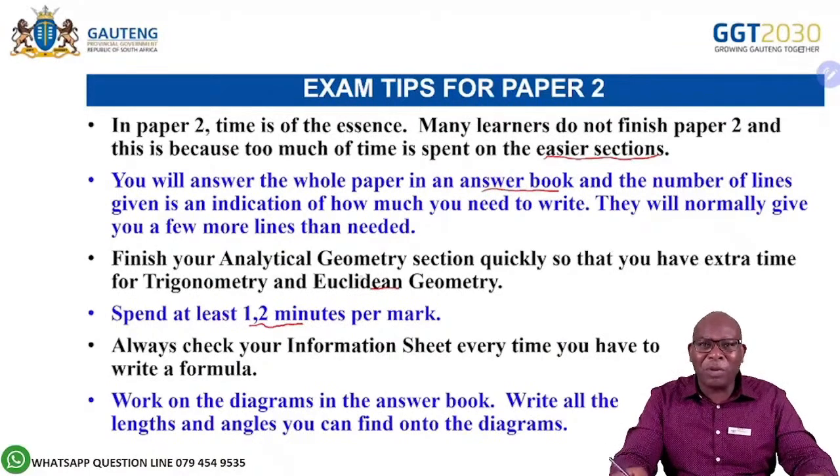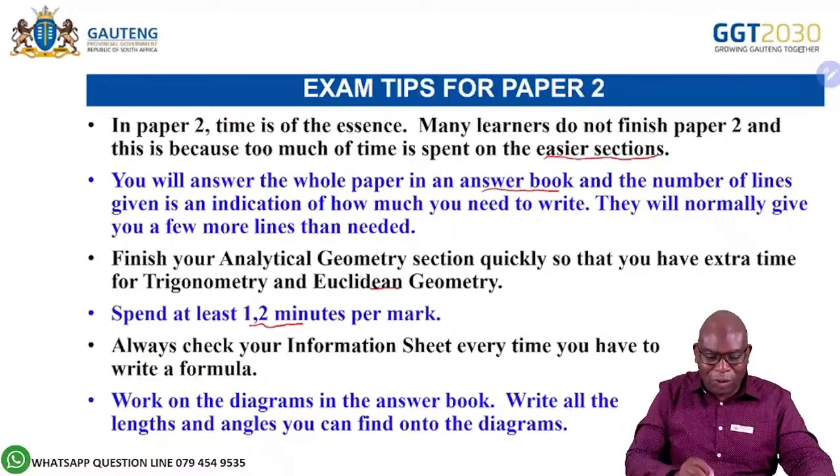So some of the marks you'll finish much quicker. If they say write down the coordinate of this point, and you can see that point is easier to do, and it's 1 mark, 1.2. Maybe you finish it in 30 seconds, and then the rest of the time you'll use in your geometry, Euclidean geometry.